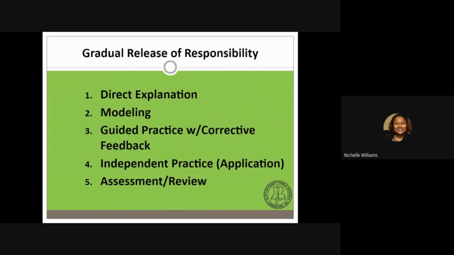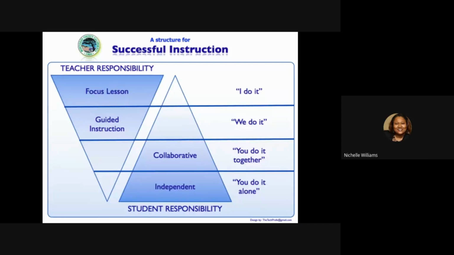With the gradual release of responsibility, that method of learning involves direct explanation, followed by modeling, moving into guided practice with corrective feedback, then independent practice, and then lastly, assessment and or review. So this is a diagram that shows how the gradual release model works.